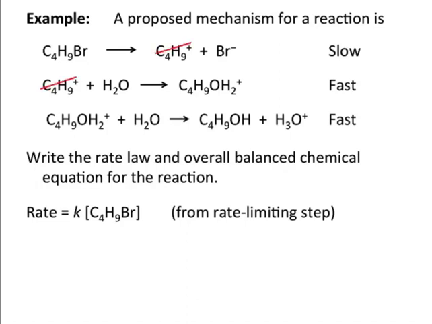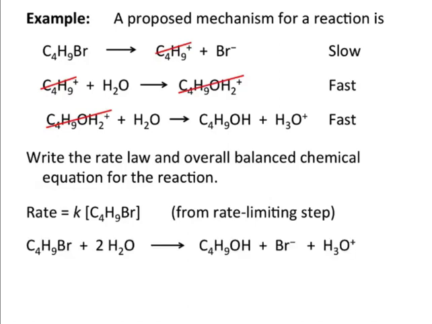Okay, now what is the overall reaction? So in order to do that, we're adding, and so we can cancel out this one, and then we can also cancel out this intermediate. Fine. Now that's all you can cancel out, so then you just add it up, and here's the overall reaction, which is first order in C4H9Br, and the rate doesn't depend on the concentration of water at all.